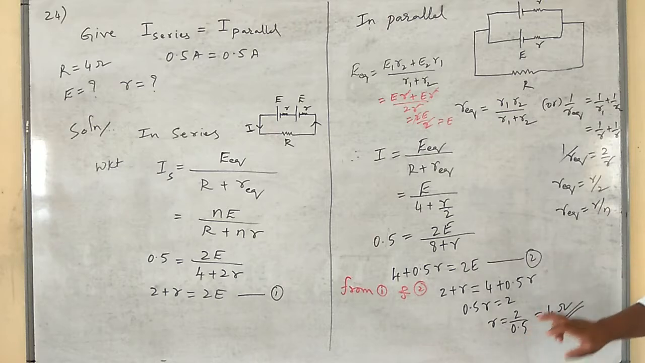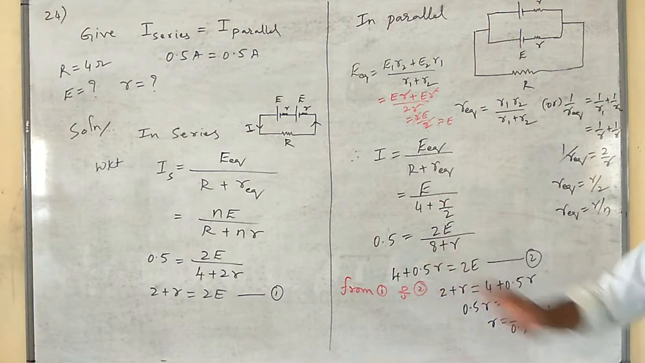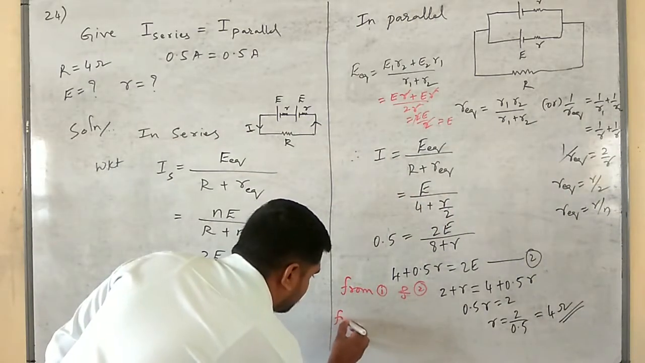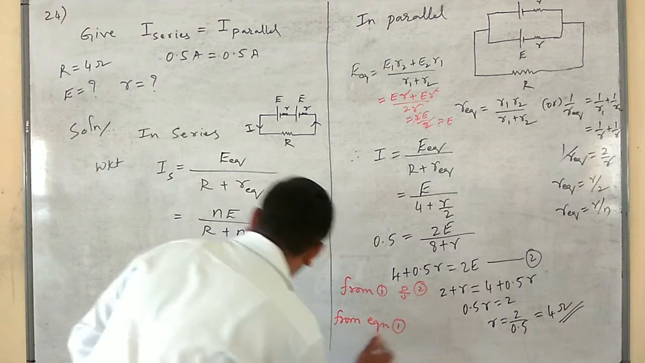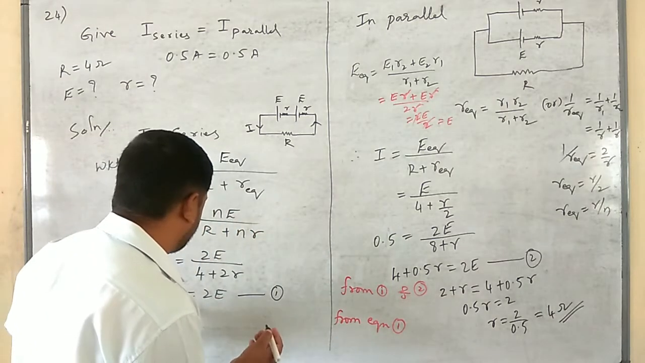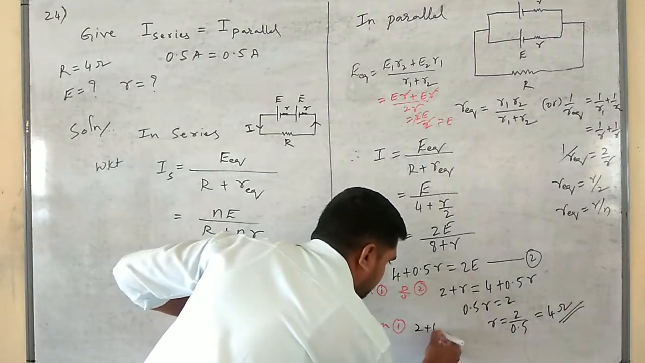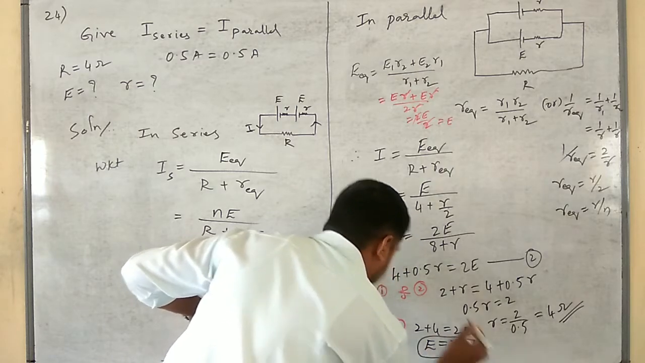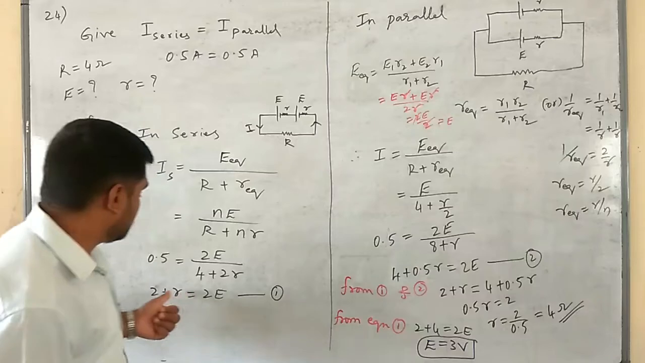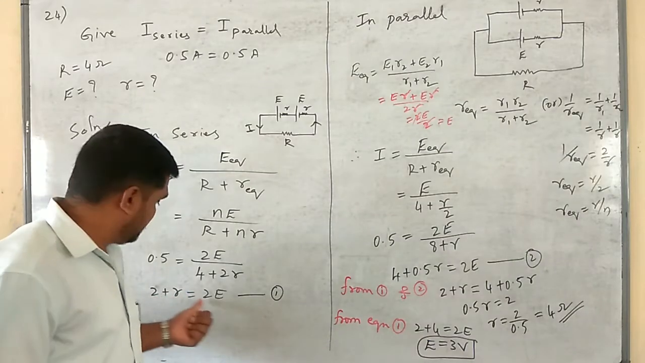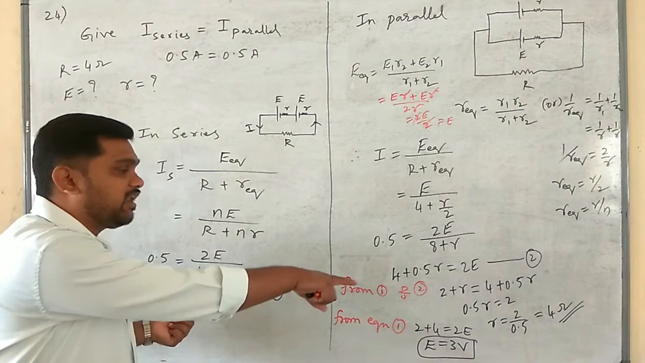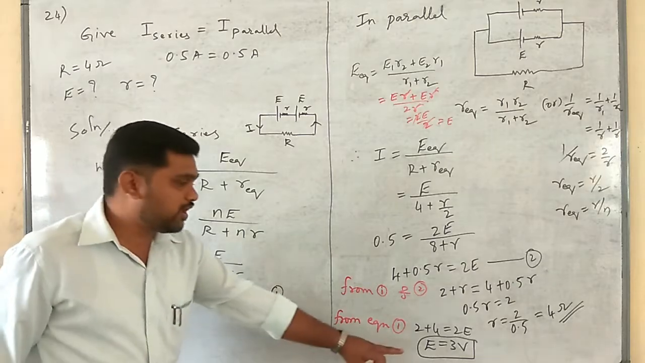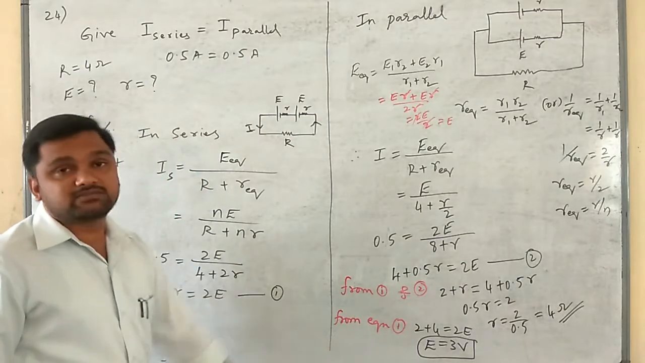Now, using small r, how to find out E from equation 1? Take this value and put it in equation number 1. From equation 1, 2 plus 4 is equal to 2E. Therefore, E is equal to 3 volt. Correct? So, from equation number 1, 2 plus r is equal to 2E. 2 plus small r value 4 is 6. 6 by 2 is 3. So, you have to get the value of EMF as 3 volt.